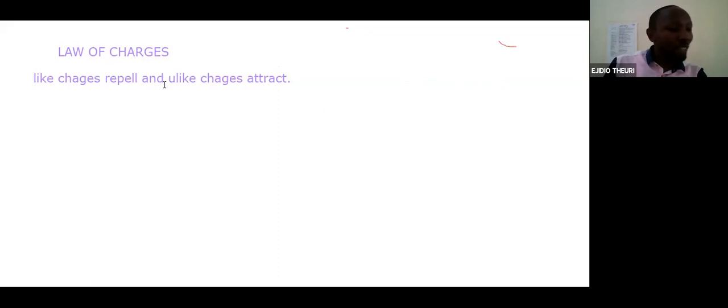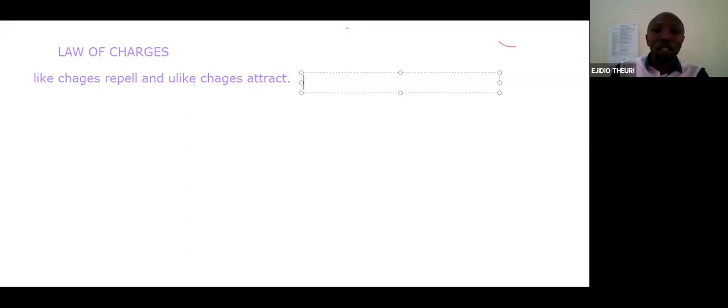So what we say is that unlike charges attract, and like charges repel. This is a very simple law that will guide us all through the topic. It will guide us very well. Under this law, we are going to come up with types of charging. You need to know how to charge a body. How do you charge a body? There are 3 ways of charging a body.